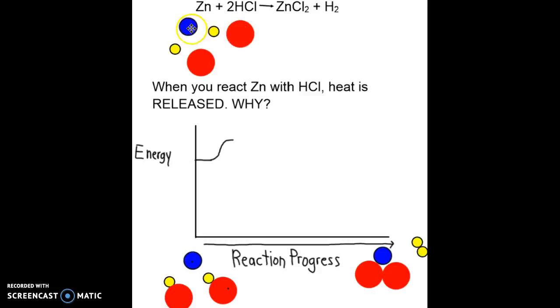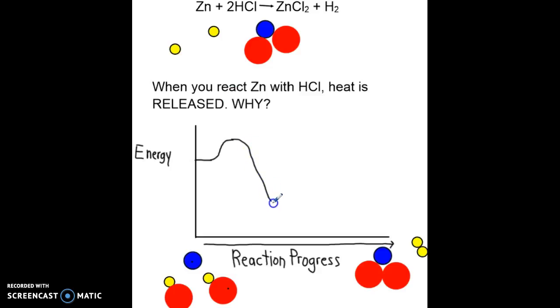So what happens is your zinc and your chlorines form a new bond right there, and as soon as that starts to happen, they start to release large amounts of energy. Remember, forming bonds releases your energy, so that's what you're seeing happen on the graph right now. At the same time, your two hydrogens are pairing up and making H2, so that's releasing even more of that energy.